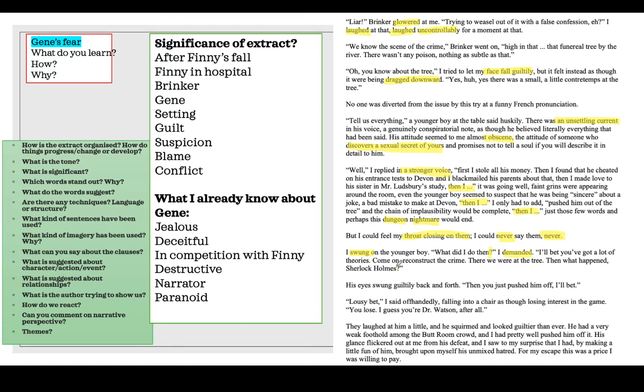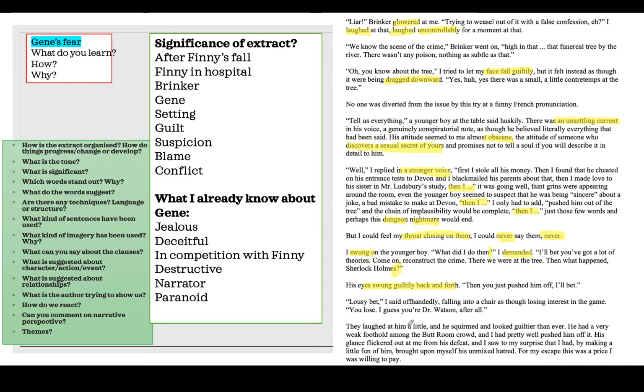And then we end here with another question, and he's mocking. "Then what happened, Sherlock Holmes?" So he's trying to now mock the boys that are asking him the questions. "His eyes swung guiltily back and forth." So this is the effect that his words have had on everybody else.